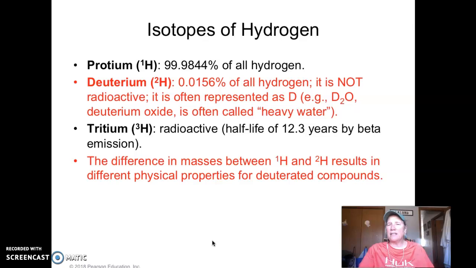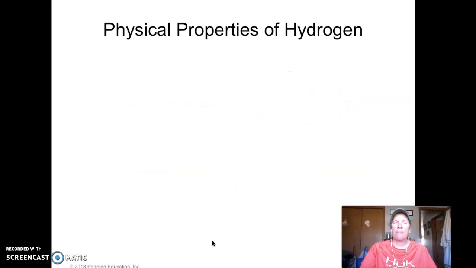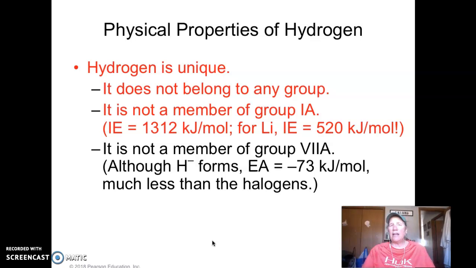The difference in masses between hydrogen 1 and hydrogen 2 results in slightly different physical properties. Hydrogen 2 and 3 are often used to label compounds to follow chemical reactions. And again, there's not a lot of it, so those are used in things like radio tracers. But most of our hydrogen is the hydrogen we're used to, good old hydrogen with 1 proton, and that's it.